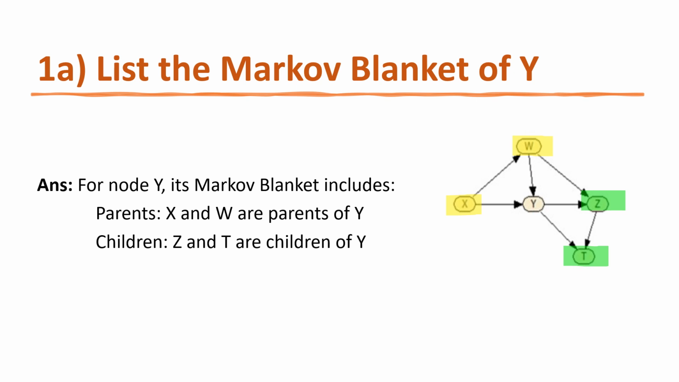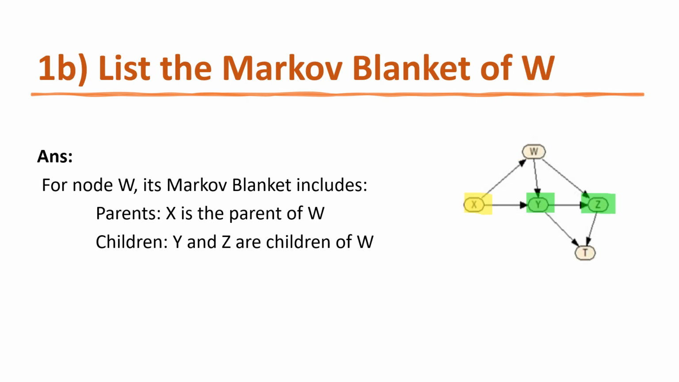So moving on to the next question. List the Markov blanket of w. So for node w, its Markov blanket includes its parents and children. So the parent of w is x and the children of w are y and z.